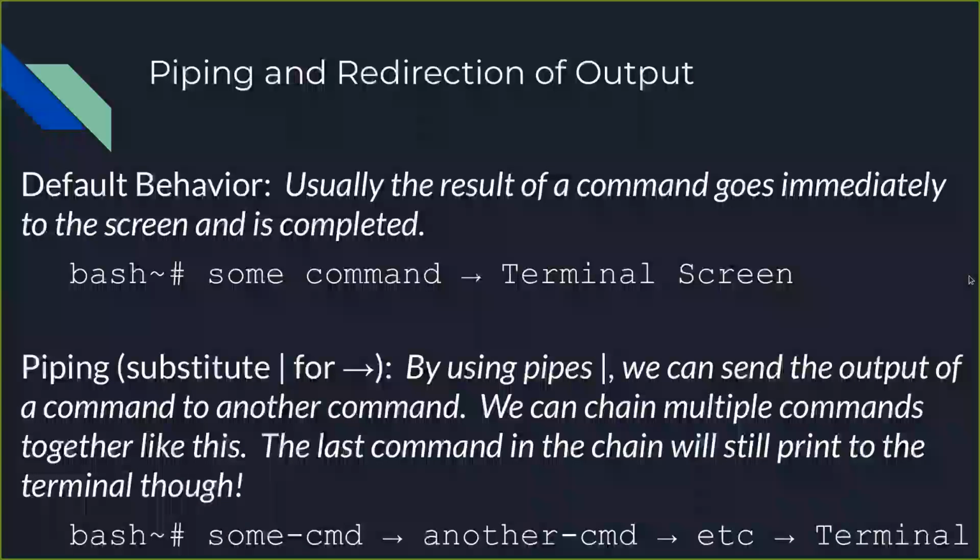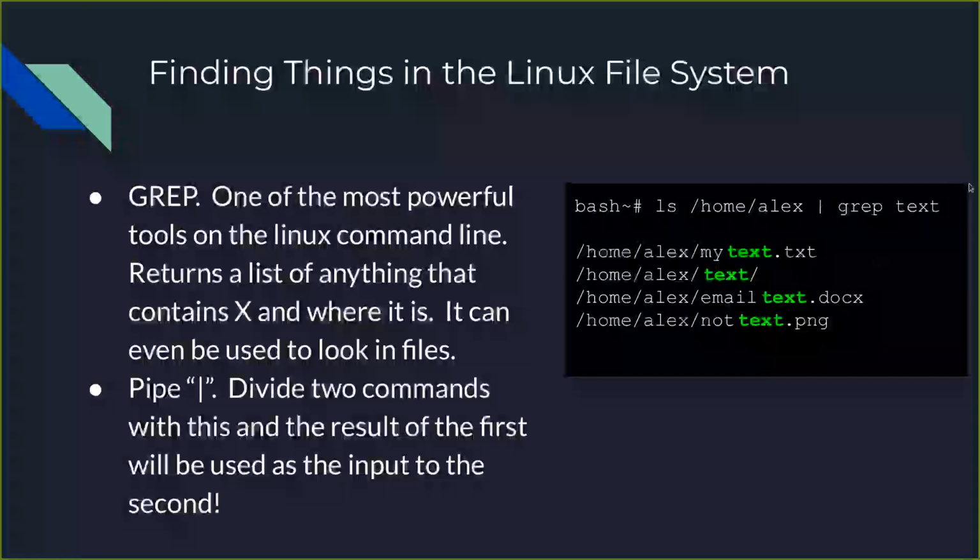You can do this piping and redirection of output a bunch of times. It doesn't just have to be done once. So I could type ls /home/Alex/ pipe to grep text, pipe to grep .txt, and it would slowly filter things down.